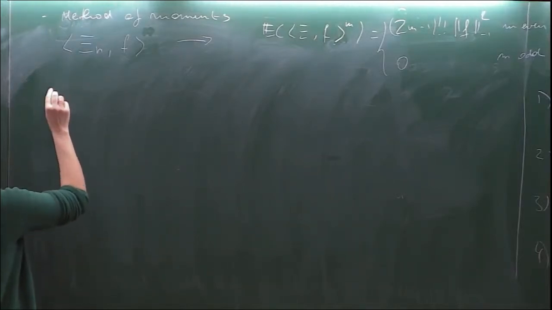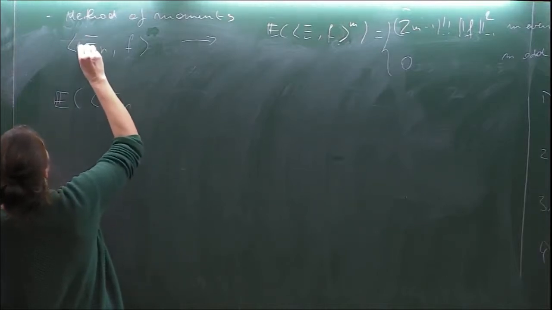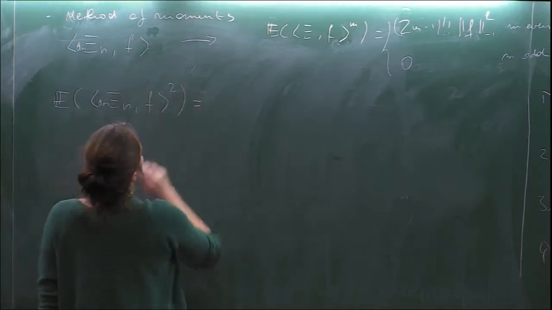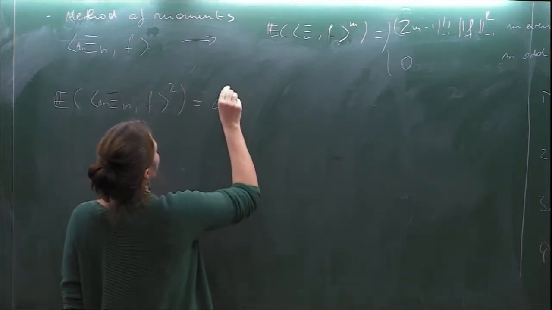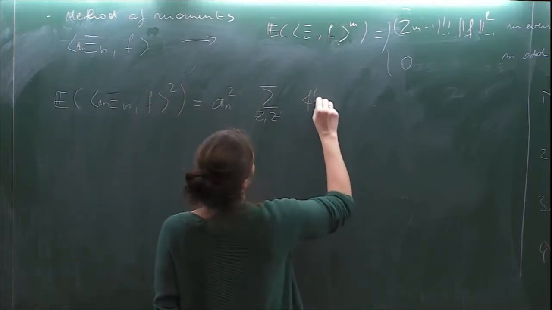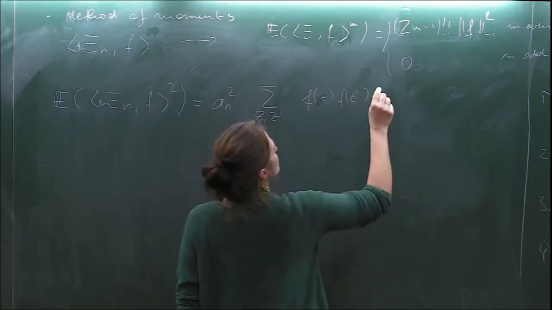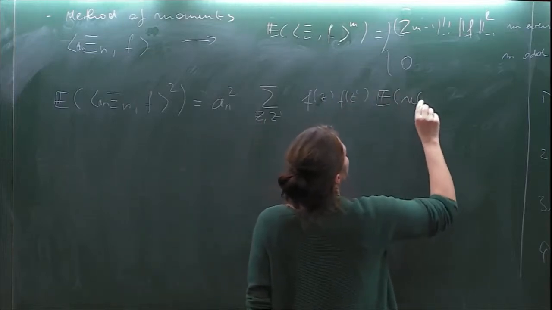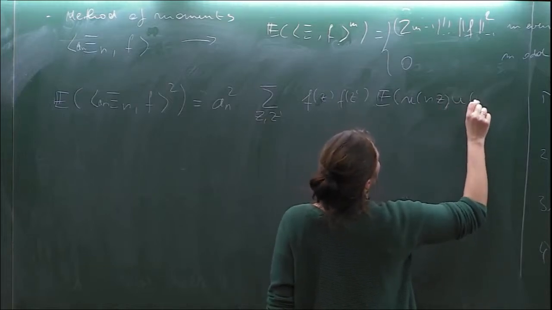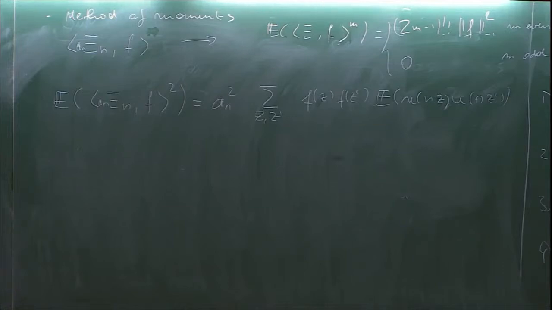So the second moment, I have to look at An times F squared, so this will give me An squared, and this will give me some sum over Z, Z prime of F Z F Z prime, and then here the covariance of the U's.